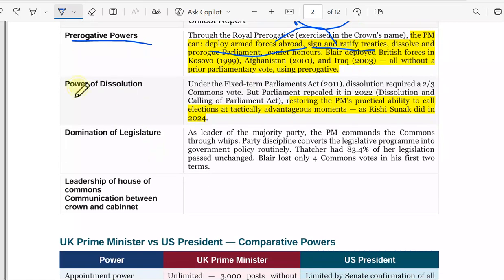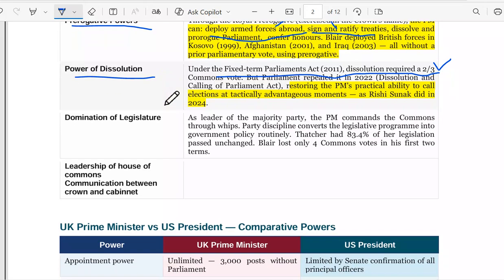Next, we have the power of dissolution. The Prime Minister has this power: if the Prime Minister resigns, the whole cabinet dissolves, and at the same time the government has to re-elect a Prime Minister, and elections will take place. So yes, the Prime Minister can threaten the cabinet with dissolution. Under the Fixed-term Parliaments Act, dissolution requires a two-thirds vote. But if it's not there, the Prime Minister can resign and the cabinet will dissolve.